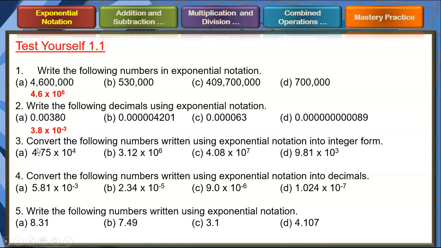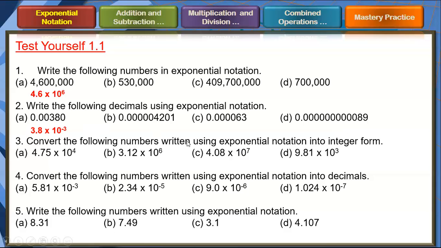Number 3 says: convert the following numbers written using exponential notation into integer form. When we say convert, it means you have to change it. Convert means change in English. So exponential notation into integer form.